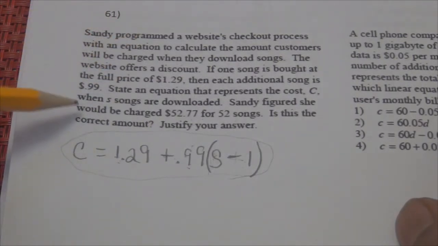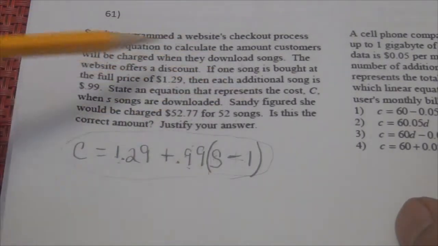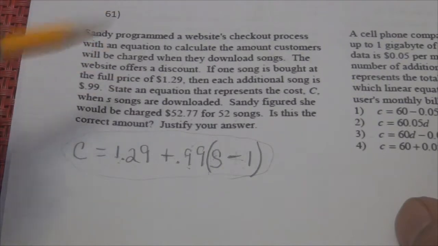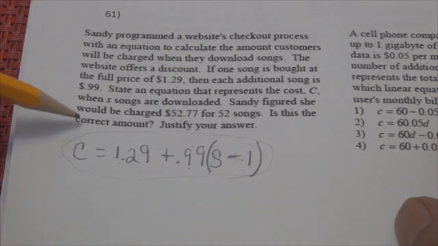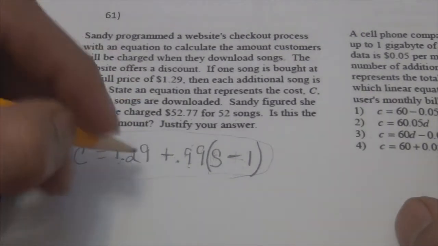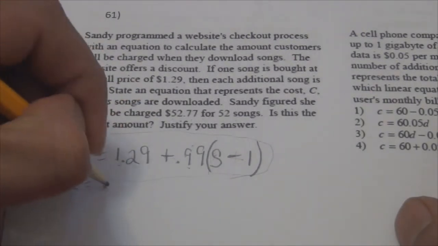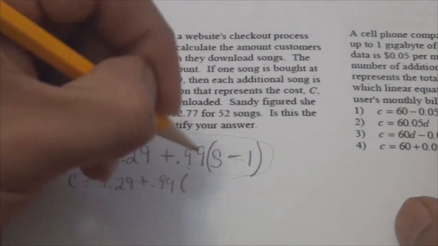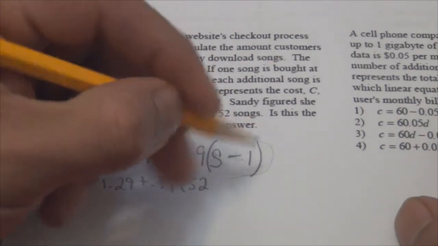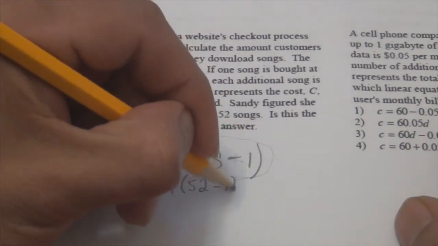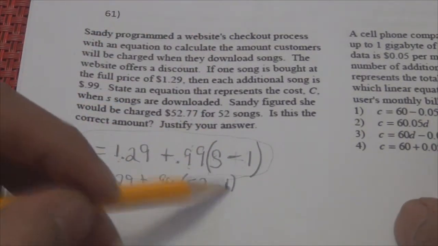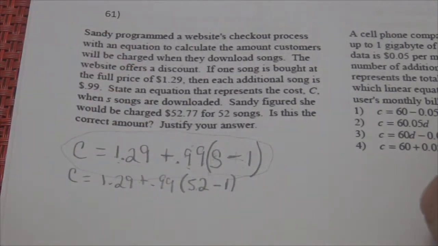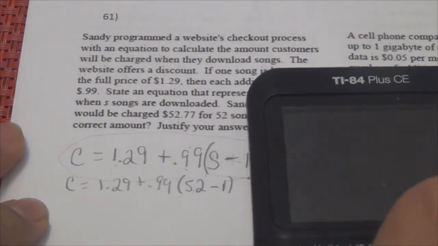Now let's see if everything that it says is true. So Sandy figured out that she would charge $52.70 for 52 songs. So is this the correct amount? Justify your answer. So all I gotta do is substitute. So $1.29 plus the 99 cents times the 52 songs that I'm gonna buy, taking away the 1 song that I pay full price for, right? So that should give me the amount. So then this becomes a 51. So let's use our calculator to figure that out.